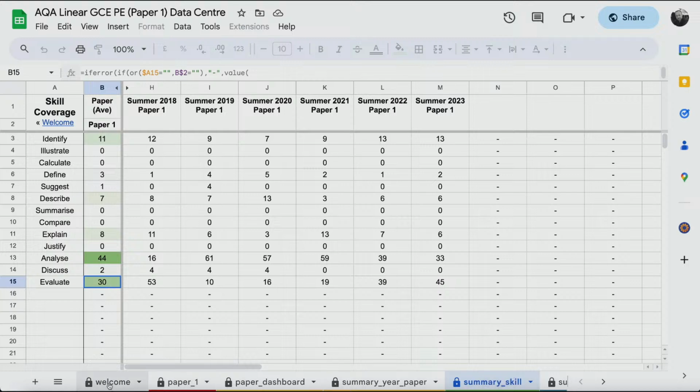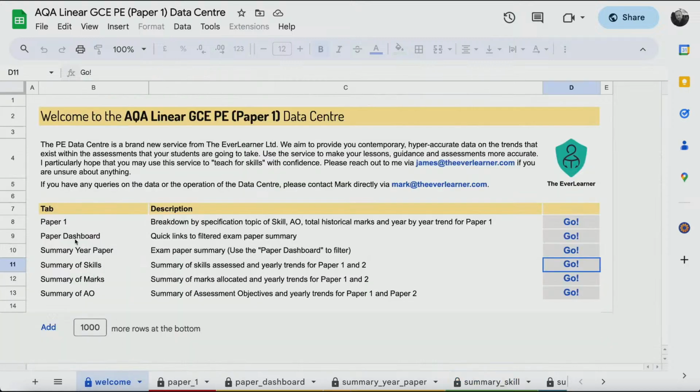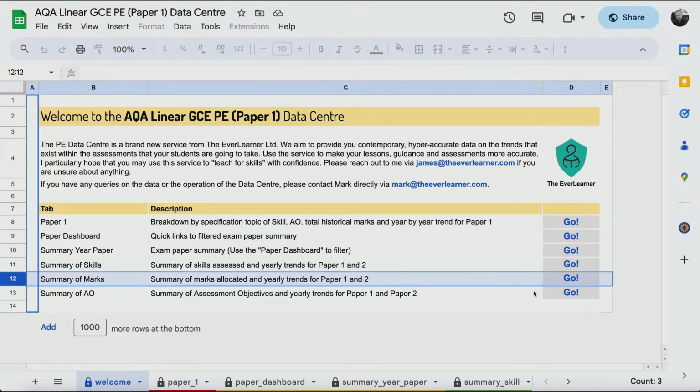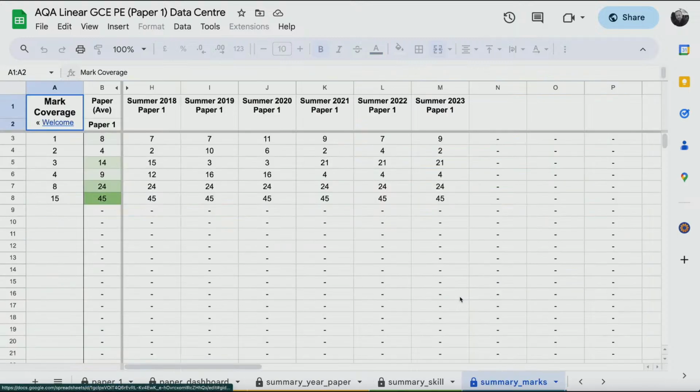Furthermore, folks, we can go back to our dashboard here and ask what sort of mark distribution they get in these kinds of assessments. You can see very clearly what we've got here. Yes, we get 1 markers. Yes, we get 2 markers, but not much. 3 markers are pretty pivotal. 4s are important, but again, nowhere near the importance of our 8 and 15 markers. Those of you that teach this course will know that on paper 1, you get 3 lots of these and 3 lots of these, hence 24 and 45 marks.